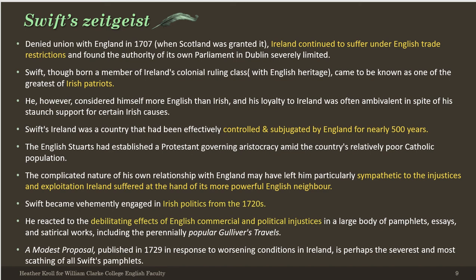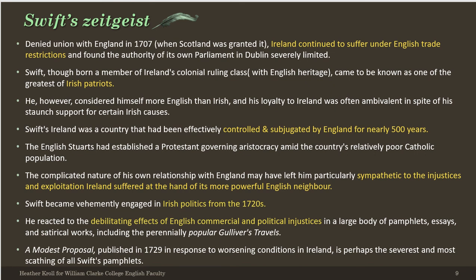The complicated nature of Swift's relationship with England may have left him particularly sympathetic to the injustices and exploitation Ireland suffered at the hands of its more powerful English neighbour. So Swift became vehemently engaged in Irish politics from the 1720s. He'd spent a bit of time in England. When he came back, he started to see things through an Irish lens.